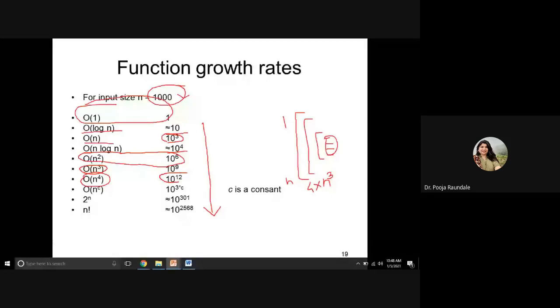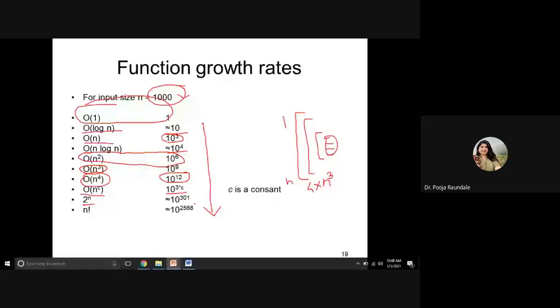right? Now, whenever your algorithm is order n raised to 4, the rate is 10 raised to 12. Order n raised to c is 10 raised to 3 multiplied by c. And when you have 2 raised to n, it will be 10 raised to 301.